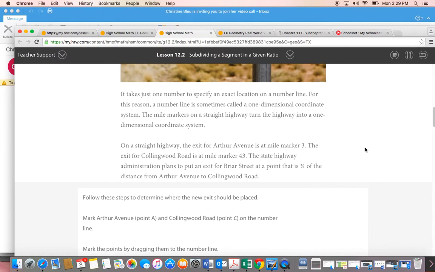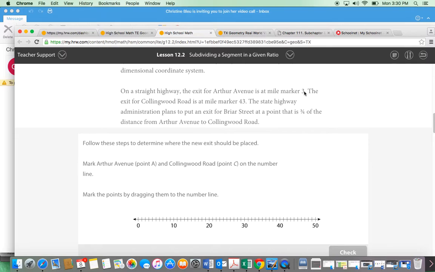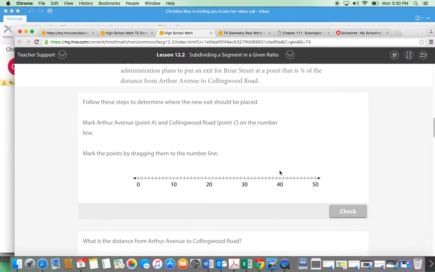And we're looking at three different streets here. The Arthur Avenue exit, the Collingwood Road exit, and the Briar Street exit. So A, B, and C. We're going to start at exit 3, and we're going to go on to mile marker 43. The first thing that you have to do is mark both of those on your number line, which is kind of tricky because the circle is too big. But do your best. If you don't get it, it'll let you try it again.